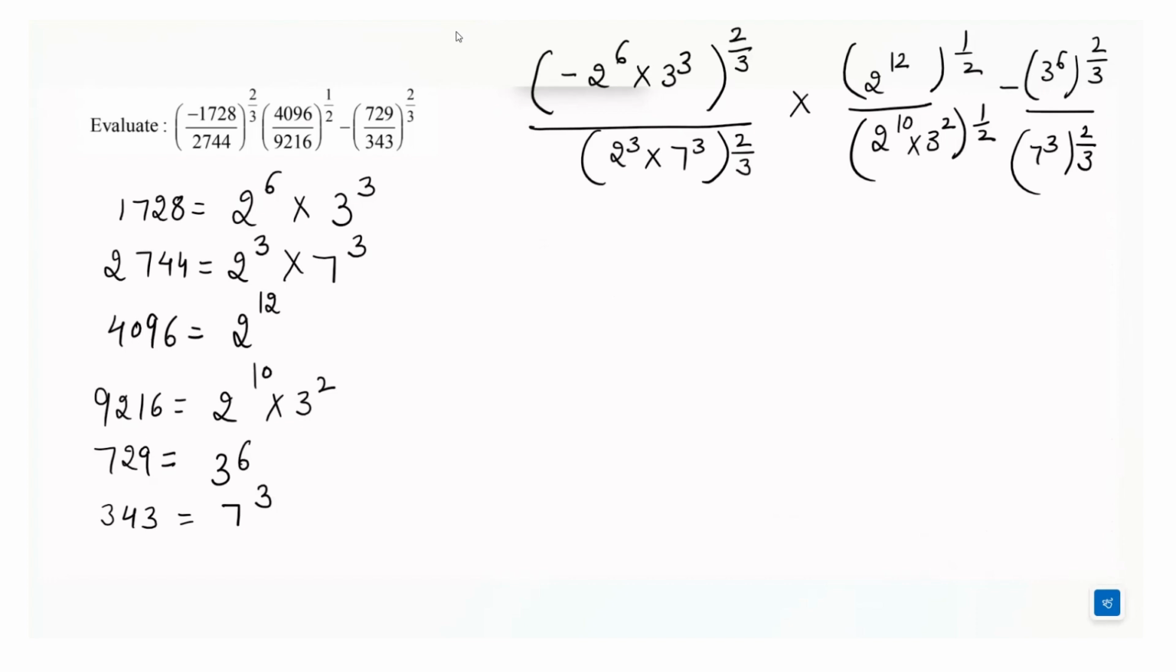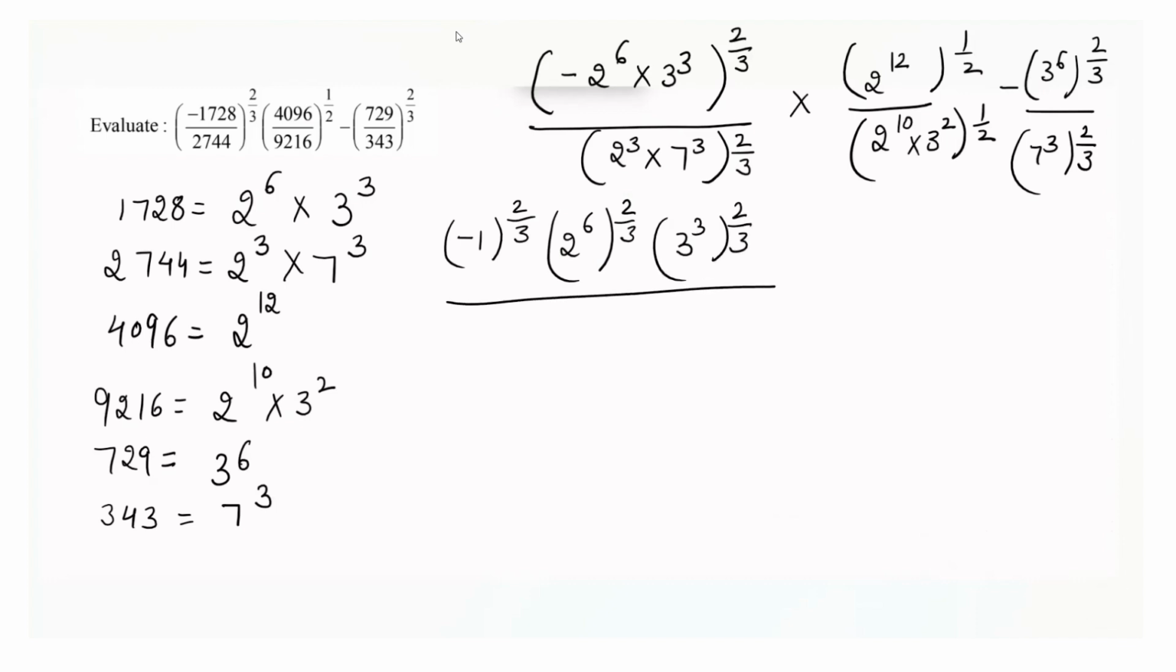Now, since we have a negative number here, first we will write negative 1 raised to power 2 over 3, 2 raised to power 6 raised to power 2 over 3, 3 raised to power 3 raised to power 2 over 3, and the same we will do for the other numbers as well.